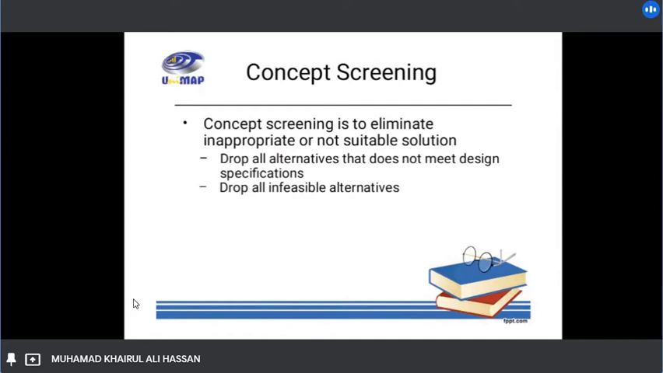All right. Okay. What is a screening process? Because from the concept generation, we then need to do a screening, right? So what is inside the concept screening?